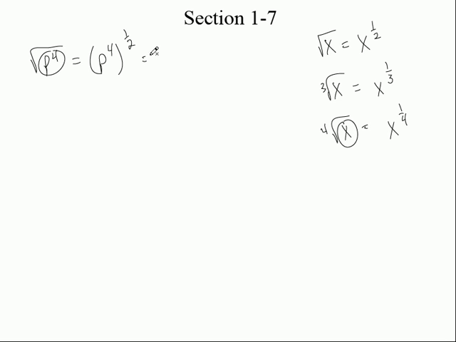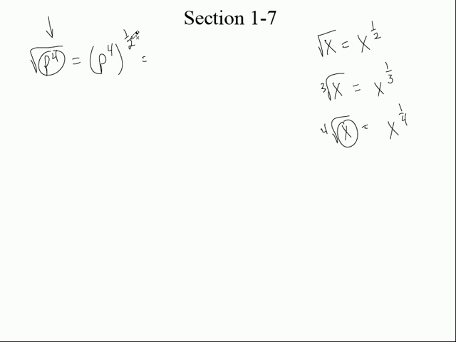Now why did that help us? You might be able to do this in your head, because what's the square root? The square root is what times itself is p to the fourth. So just doing that in your head, what do you think? P squared, right? Because p squared times p squared is p to the fourth, correct? All right. But I want you to see it another way also.